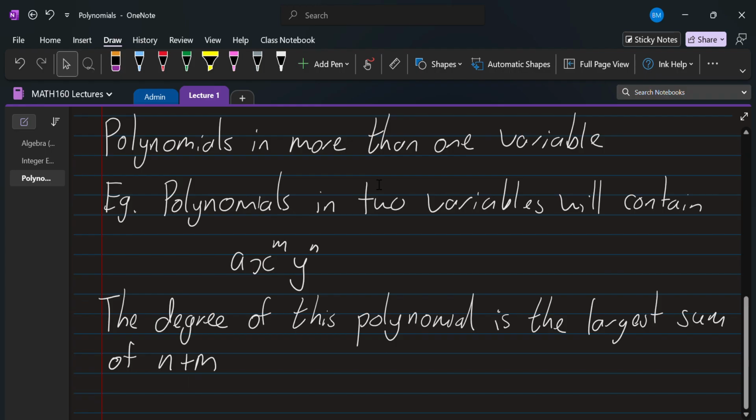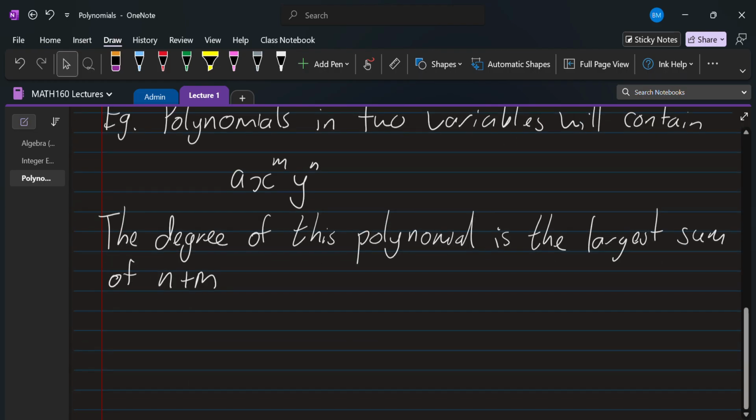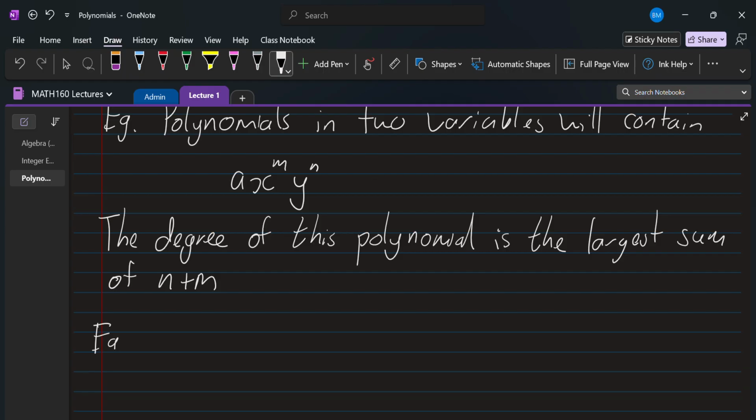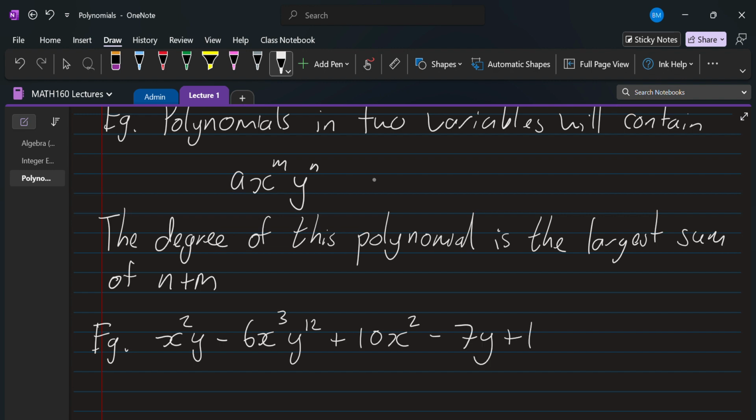So some coefficients, x to the m, okay, x squared, x cubed, so on. Y to the n could be the same, could be different. So y to the 1, 3, 5, whatever you want there. Okay, the degree of this polynomial is the largest sum of m plus n.